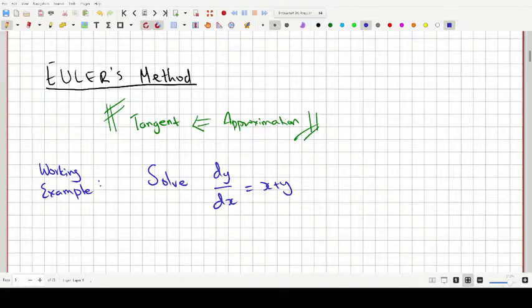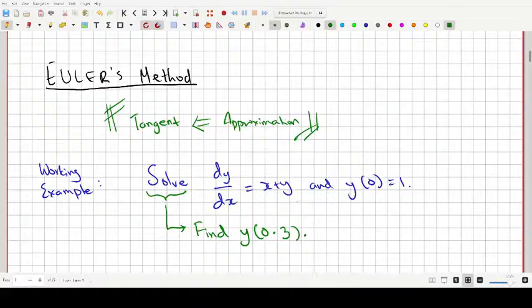Given that y of 0 is equal to 1, there is an initial condition given, there is an equation given, and using these two given pieces of information, we would want to solve it. Now, when it is asked to solve, the question might also ask you to find y of 0.3. So this could also be arguably asking you to find a specific functional value of y.